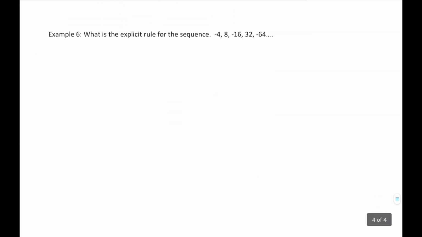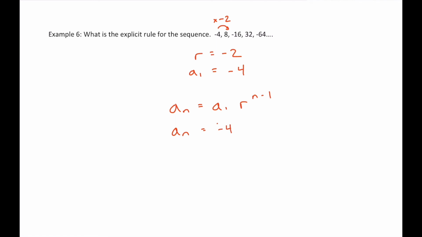Last question, example 6, and then we'll call it a day. What is the explicit rule for the sequence -4, 8, -16, 32, -64? First thing you want to do is identify the common ratio. How does the -4 become 8? I multiplied by -2. So my common ratio is -2. The first number in the sequence is -4. So the value of the nth term is equal to the first term times r to the power of n minus 1. Let's just substitute in what we know. The value of the first term was -4. R is -2, and we're going to raise that to the power of n minus 1.